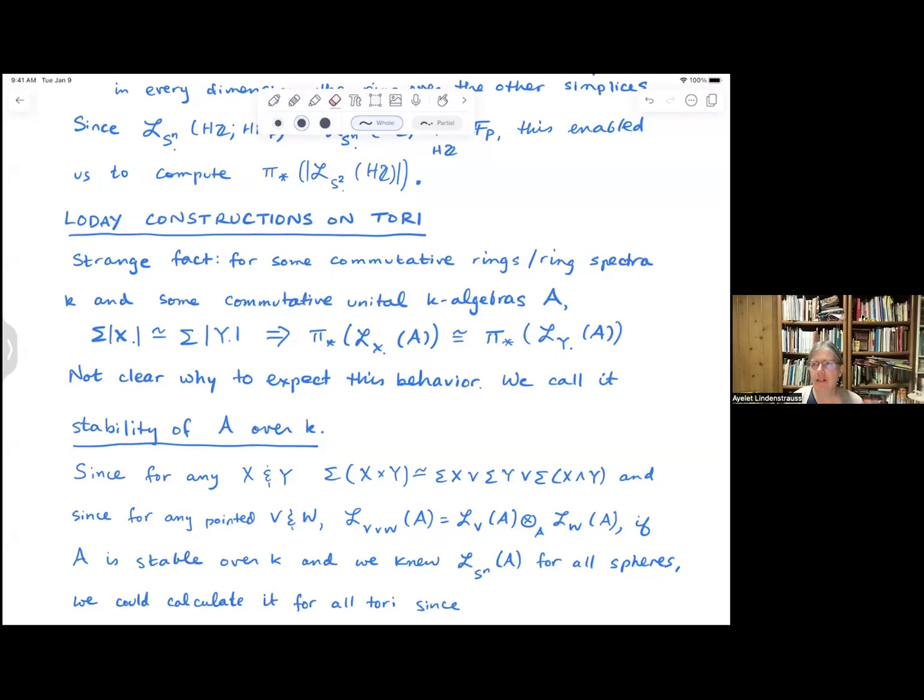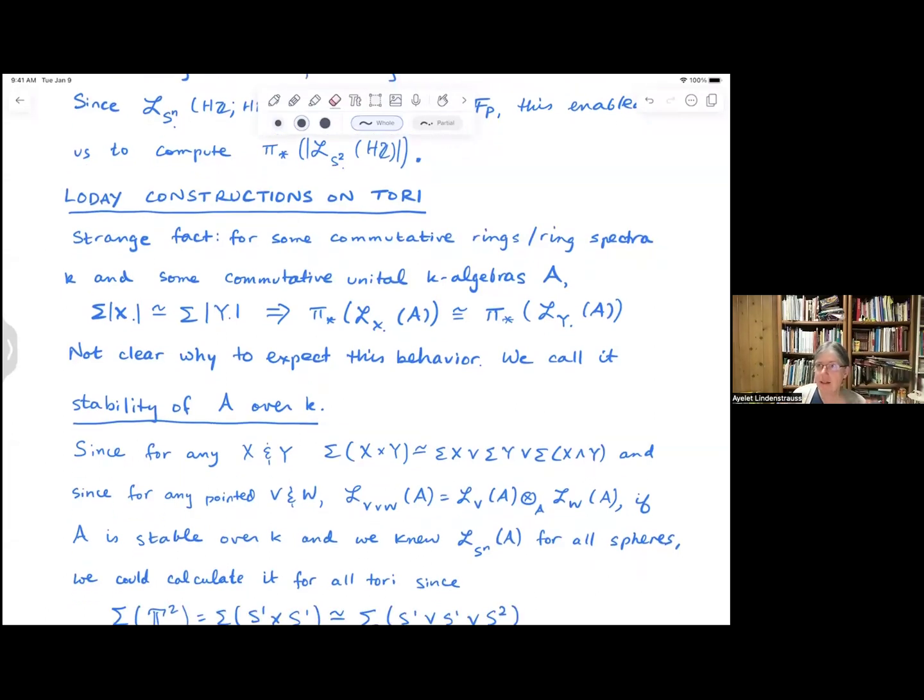Because it's supposed to be a homotopy invariant of the homotopy type of X, but of course we have very non-equivalent spaces whose suspensions are homotopy equivalent. So yeah, if we get this, we call this that A is stable over K. And this is a very useful property because for any X and Y, the suspension of the product is homotopy equivalent to the suspension of X join the suspension of Y join the suspension of the smash product. And I'm very happy to calculate Loday constructions over joins of spaces because that's the simplest gluing thing.